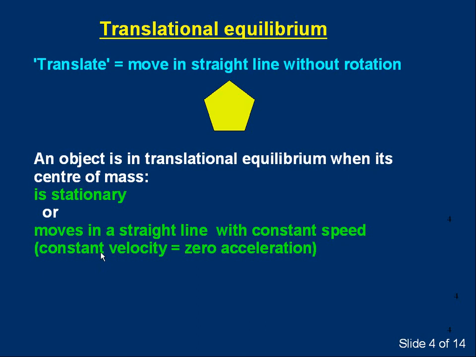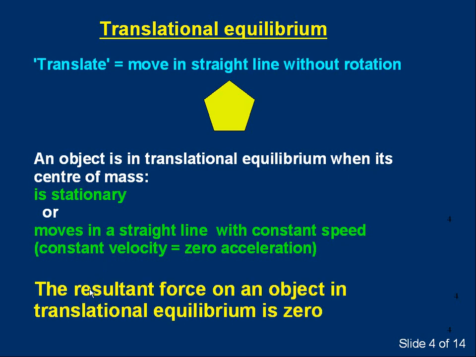And the important thing which lets us use this to solve problems is that the resultant force on an object in translational equilibrium is 0, and it works the other way around as well. If the object is in equilibrium, the resultant force on it must be 0.